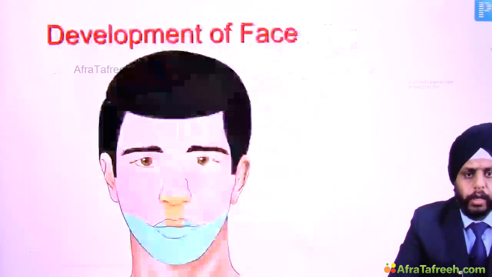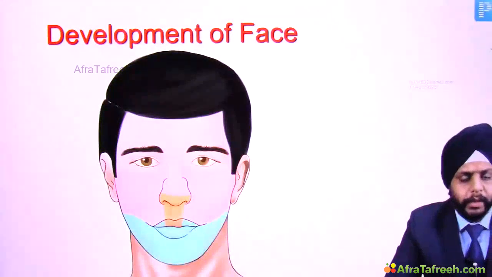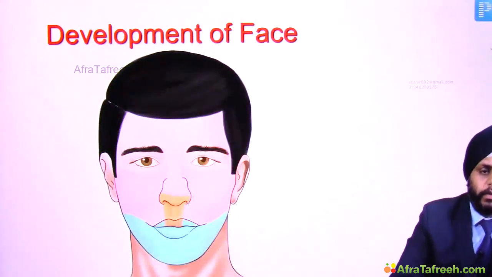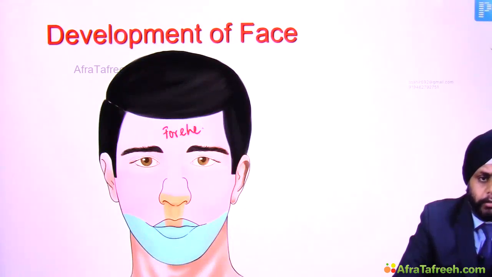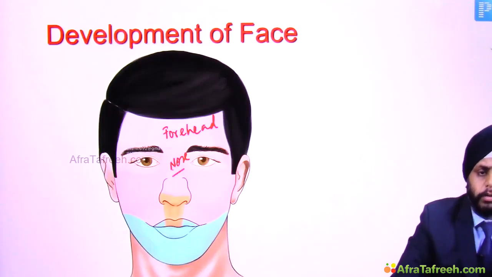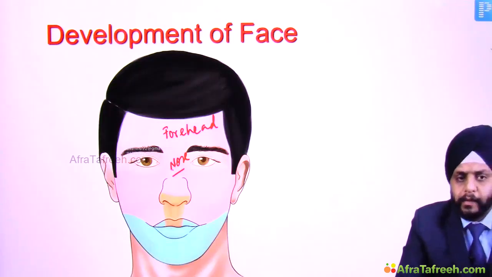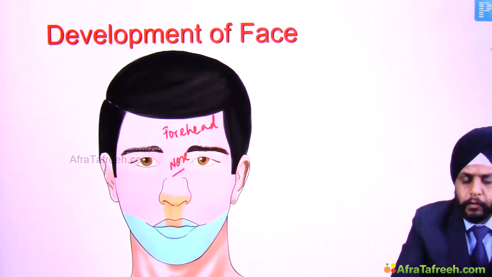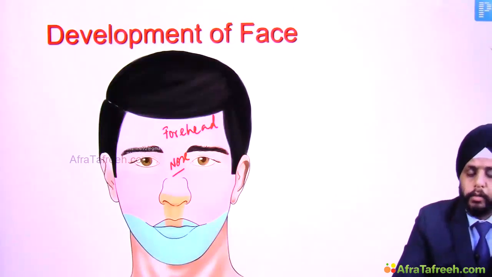So let's look over here at the development of the face. Once again, we'll revise this. We saw over here that the forehead and the bridge of the nose were formed by the frontonasal process, as well as the septum, which we cannot see over here, that was formed by the frontonasal process.